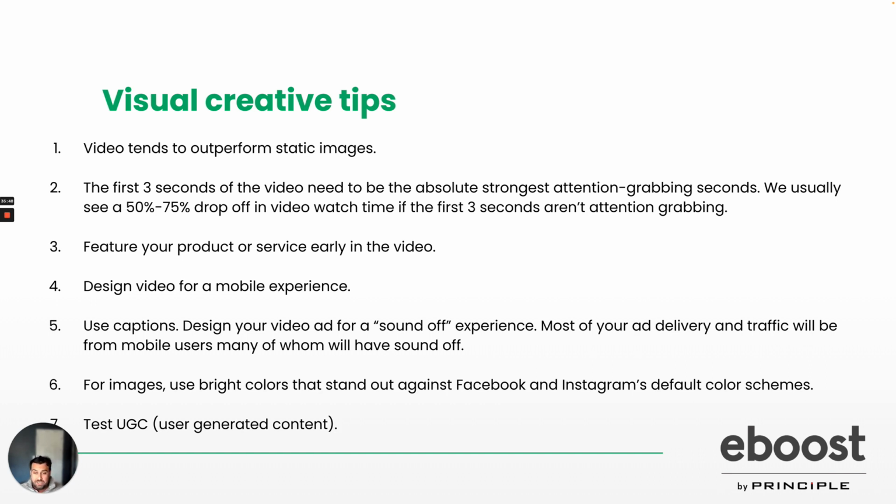Use captions. Design your video for a sound-off experience. Most of your ad delivery will be mobile traffic, and most users have their audio shut off. So you want to have captions on your videos. Next, for images, use bright colors that stand out against Facebook and Instagram's default color schemes. And testing UGC, user-generated content, is the hottest trend right now.